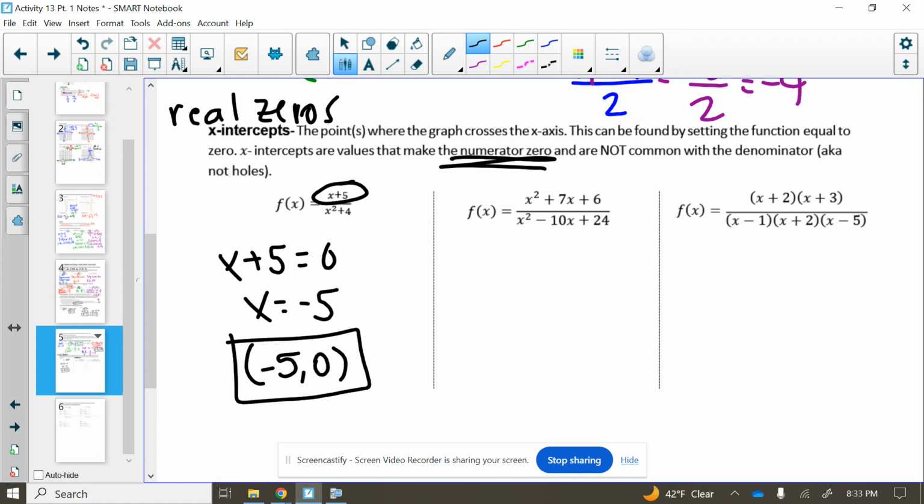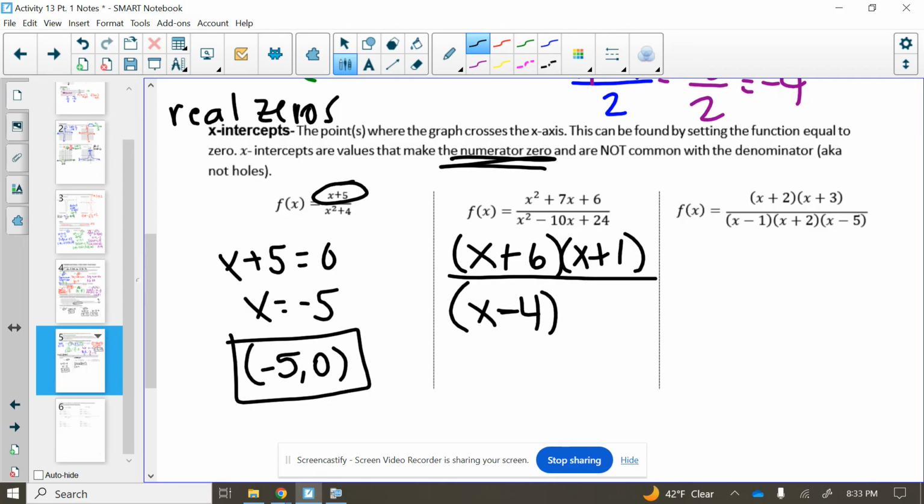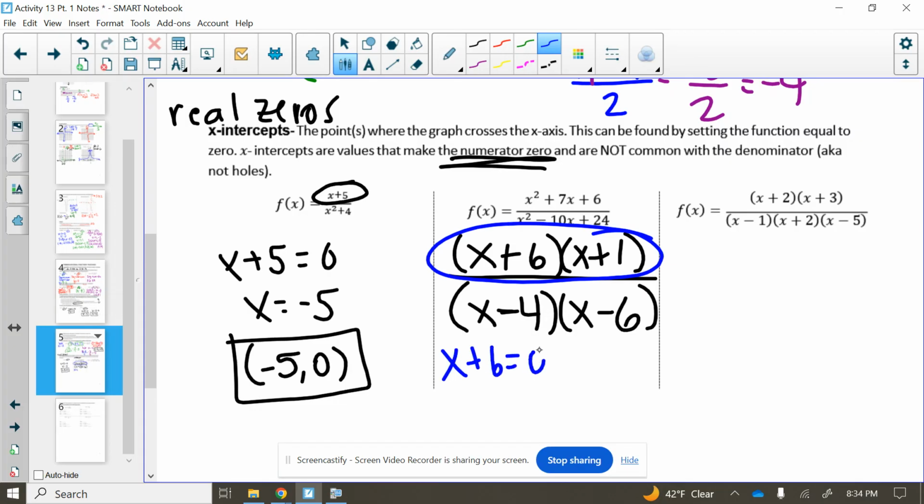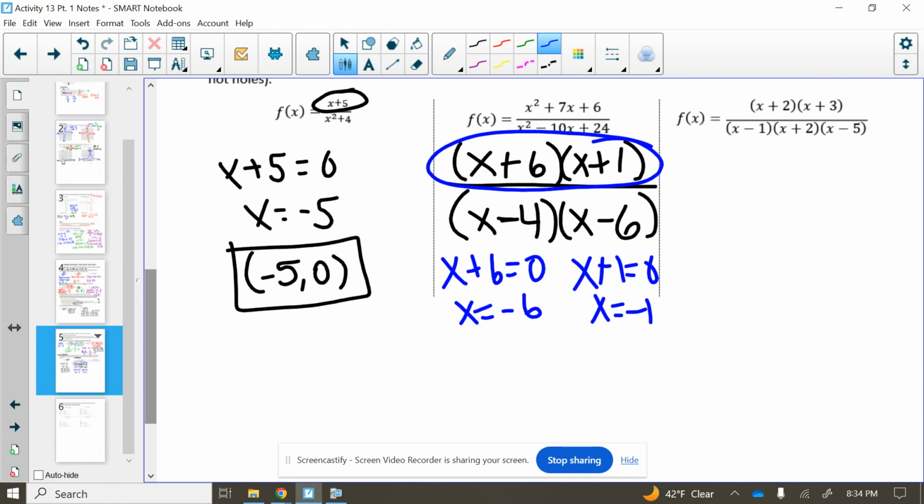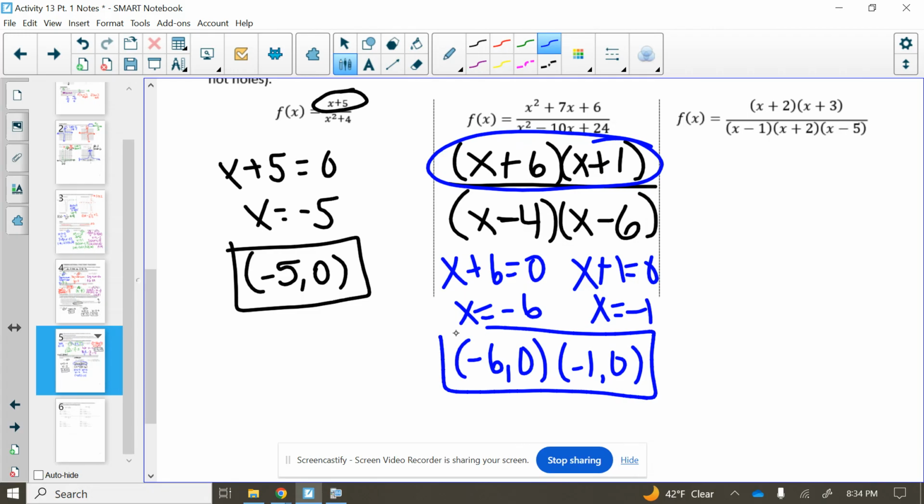In the second example, if we factor, we would have x plus 6 and x plus 1 in the top. On the bottom, we would have x minus 4 and x minus 6. So notice we have no holes. So to find our x-intercepts, again, we would set these two pieces equal to 0. We have x equals negative 6 and x equals negative 1. So negative 6 comma 0 and negative 1 comma 0 are our two x-intercepts.